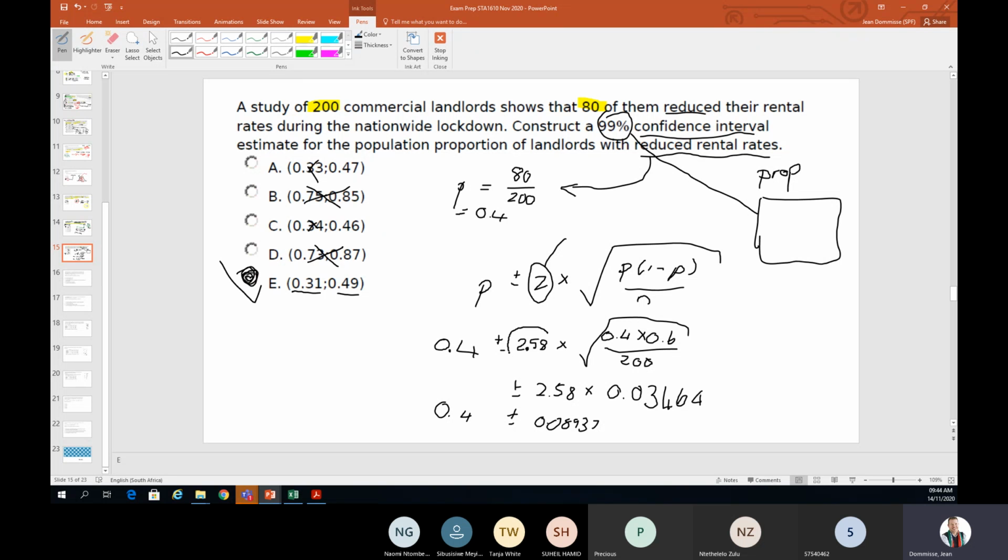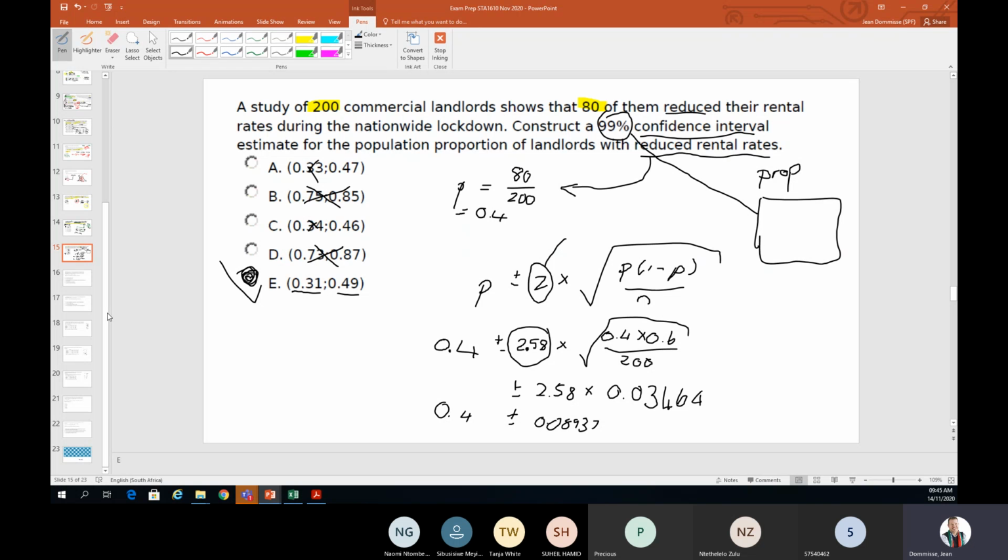I think the important thing was that we worked with 2.58. If we used the wrong one there, I just want to check if there was an answer. So if we used 1.96 there, we would have gotten A as the answer. So again, important, we're talking about a 99% confidence interval. So for a 99% confidence interval, the Z is equal to 2.58.